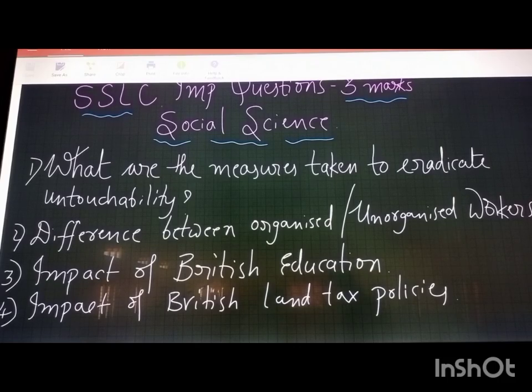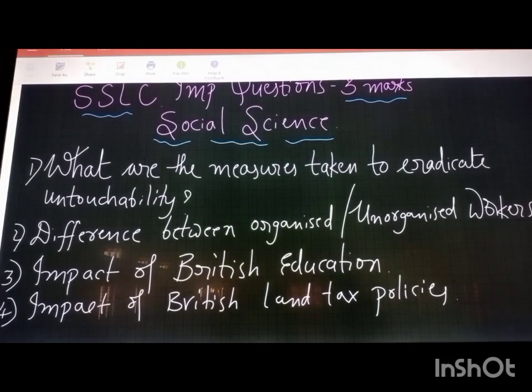Impact of British land tax policy, or we can say, what are the effects of British land tax policies. Here also the British introduced different types of land tax policies. Zamindari, Raitwari, etc. These are the land tax policies. So what is the impact, or what is the effect, of these British land tax policies? That we are going to learn in this lesson.